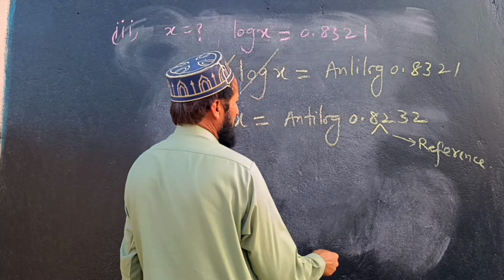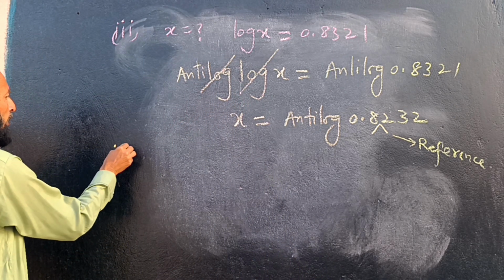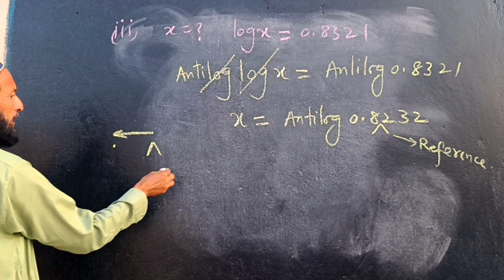If we are proceeding, first we define the rule: from the reference point, as we proceed to the left side, we get a negative sign.